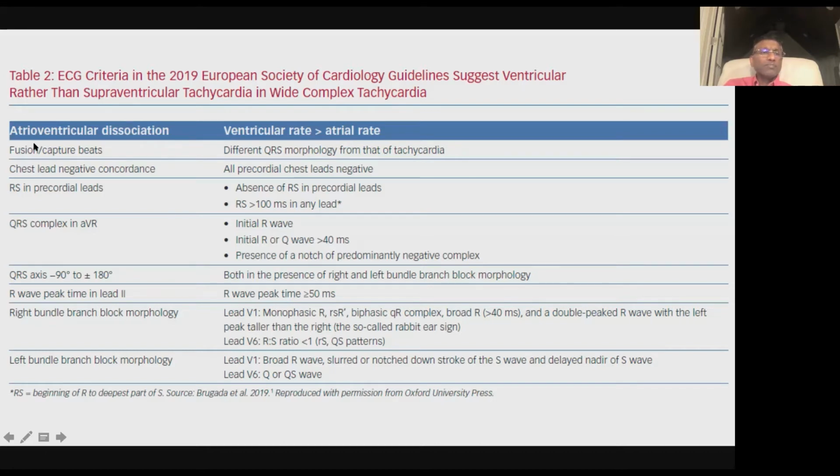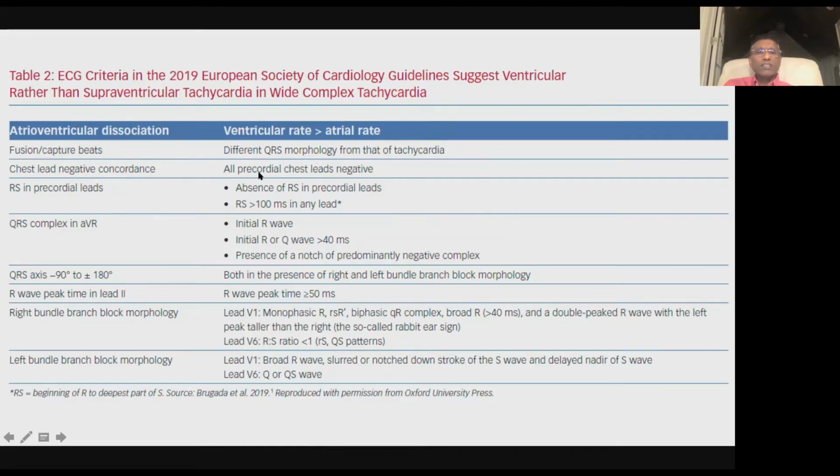Now, if you have fusion or capture beats, we'll talk about that. That means in the middle of a run of VT, you suddenly have a skinny QRS. What that means is that a P wave from the atrium conducted down to the ventricle, and you have a capture. And that could be a partial capture, which could be a fusion beat, or a full capture called a capture beat.